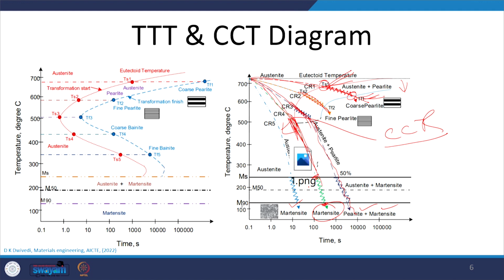Depending upon the purpose and application, the desired set of properties is achieved. We may require just coarse perlite, fine perlite, a mixture of perlite and martensite, or only martensite. If you want bainite, then a different kind of heat treatment is performed. Or for alloy steels there will be a different kind of continuous cooling transformation diagram, and we may get bainite in those cases also.